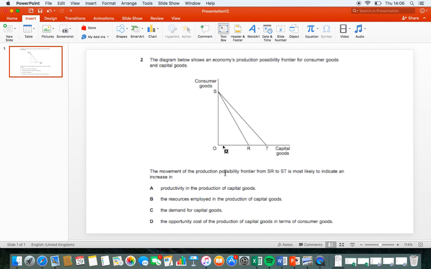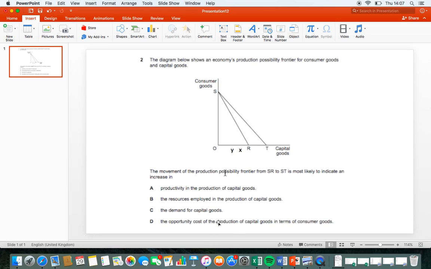So if we just try and prove or disprove this and look at a point on capital goods such as point Y, increasing from point Y to point X, okay, because we're moving along the x-axis, you see the Y to X would represent an increase in capital goods.